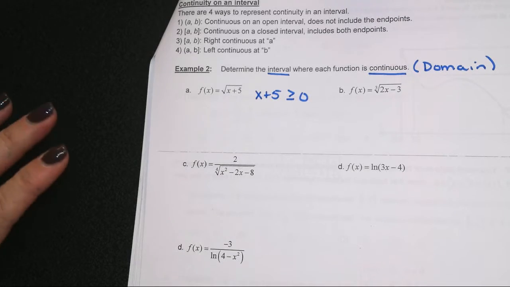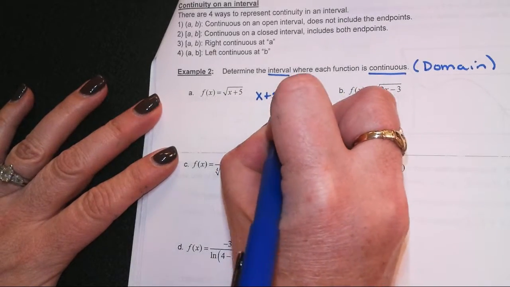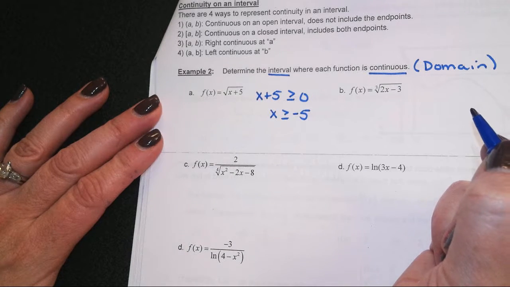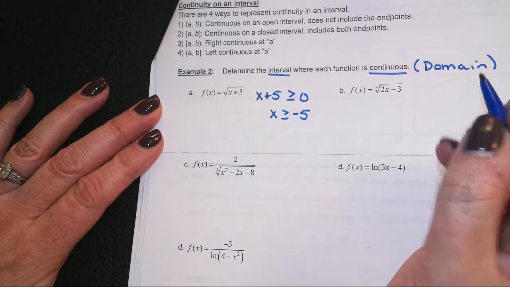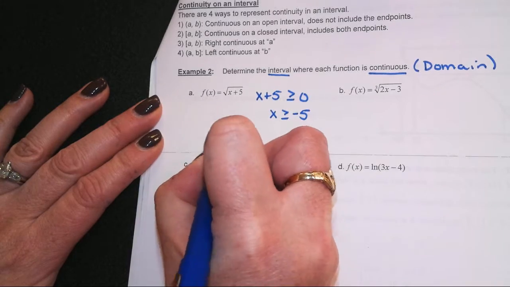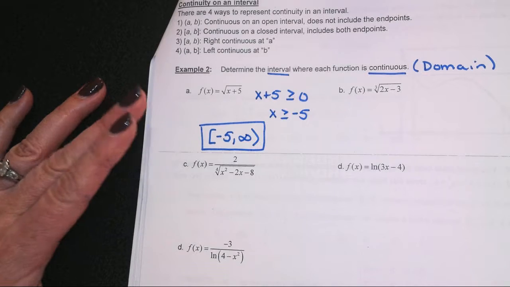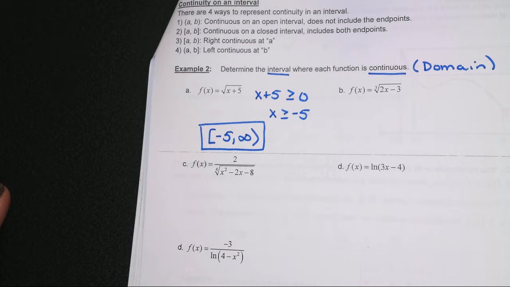So x plus 5 is greater than or equal to 0, so then x is going to be greater than or equal to negative 5. So now let's translate that into interval notation. So we bracket negative 5 to infinity. And again, you use a parenthesis, remember, after infinity. So there's the interval at which this function is continuous.